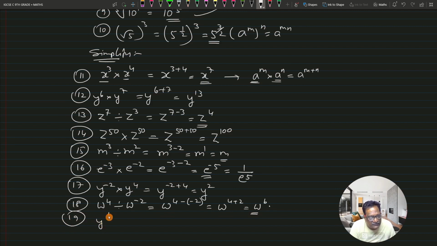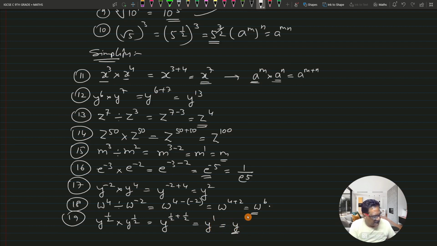y raised to 1 by 2, into another y raised to 1 by 2. This can be written as, because the bases are same over here, you take base as y and the index is half and half, so you add those half and half. 1 by 2 plus 1 by 2. This should give you y raised to 1 by 2 plus 1 by 2, that is half plus half is 1. You can write y raised to 1 or you can just write y.